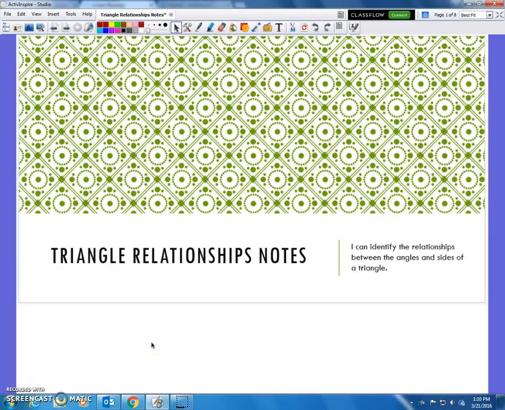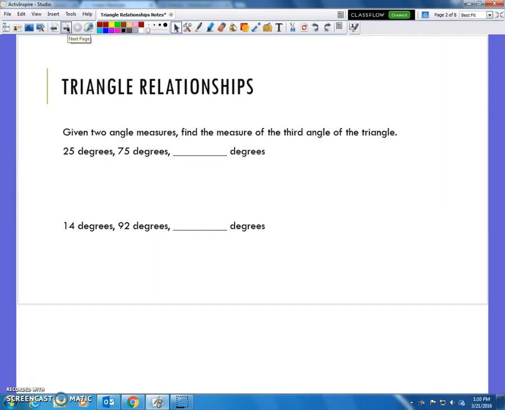Alright, this is Mr. Gillum, and today we're going to learn about some triangle relationships between their sides and their opposite angles. So let's start off with some angles. It says given the two angle measures, find the measure of the third angle of the given triangle. Alright, so let's use some of our prior knowledge of the things we know about triangles.